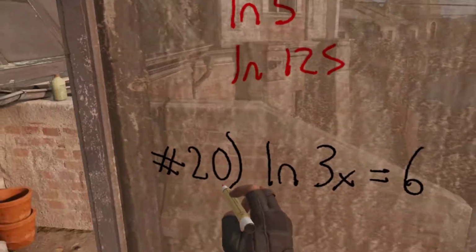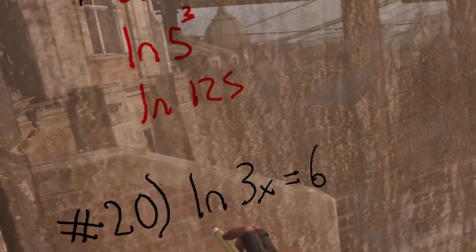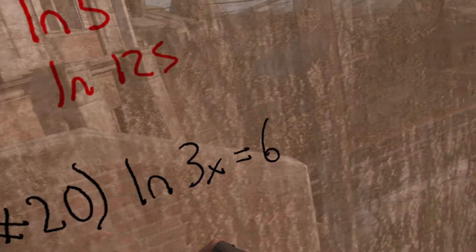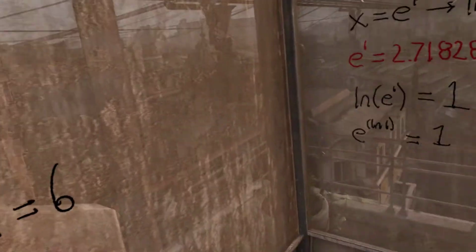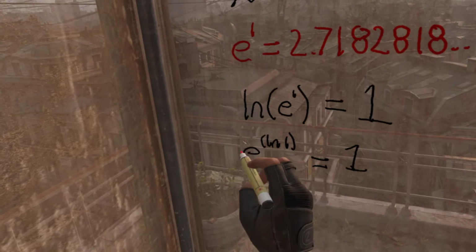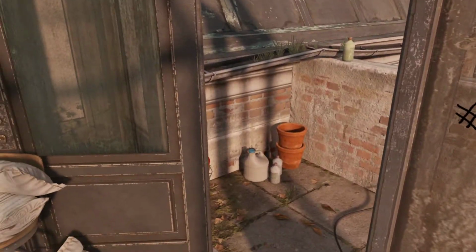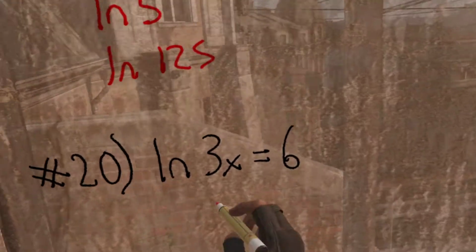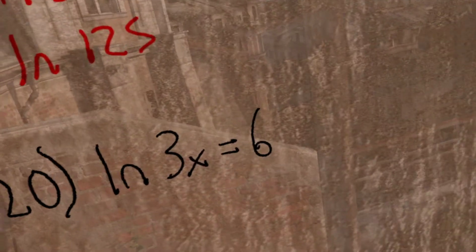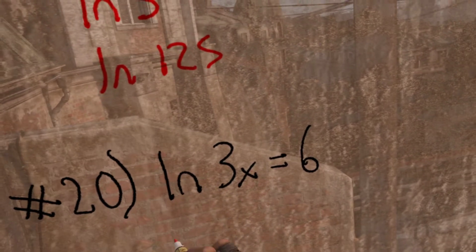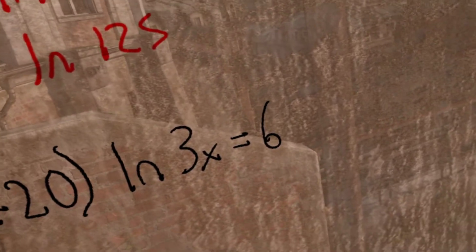Number 20, skip ahead to number 20. Number 20 says natural log of 3x equals 6. Now this one's actually asking you to solve what is the x. So this is where we're going to bring what I was talking about here, where natural logs and e's cancel each other out. We're going to bring that into the equation here. So what we're going to do to solve this is we can't solve this unless we get rid of this natural log. How do we get rid of a natural log?